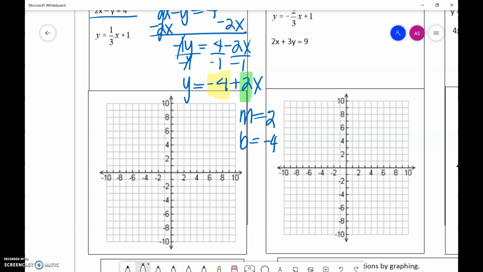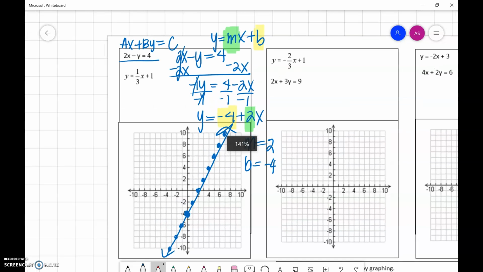Okay, and let me correct that. That's -4, so we want to start down here. I'm going to start at -4, and I'm going to go up 2 over 1, up 2 over 1 each time. I'm just plotting those points, and to get the rest of these, I'm going to go down 2 over 1, down 2 over 1. Now I'm going to connect the dots, and this is graph 1. So that's my first step.